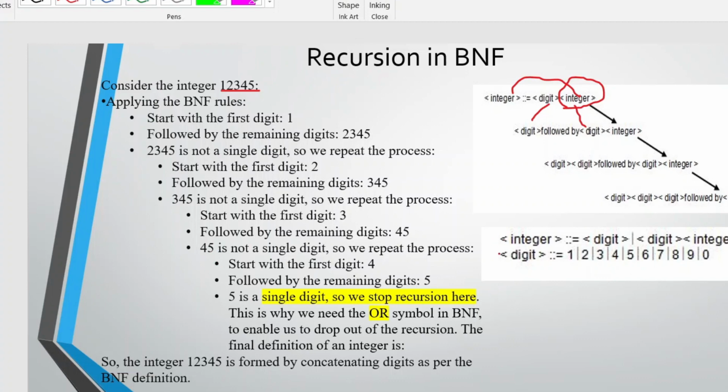Now see, according to this definition, whenever we define recursion, first we write the single digit and the or symbol. This is a must. Why? Because we have to stop the recursion. Recursion will only stop when we have only a single digit left. If we are left with the digit with integer, then it is calling the recursion over here. So we can stop over here. The condition can be met if we are left with a single digit, or when we do not have a single digit, this condition will be met.